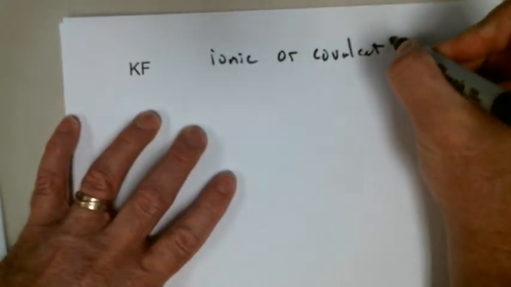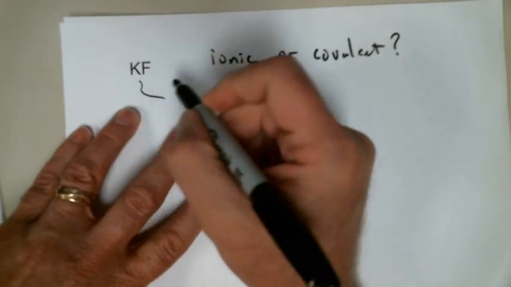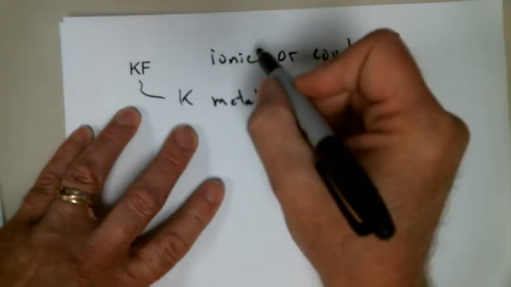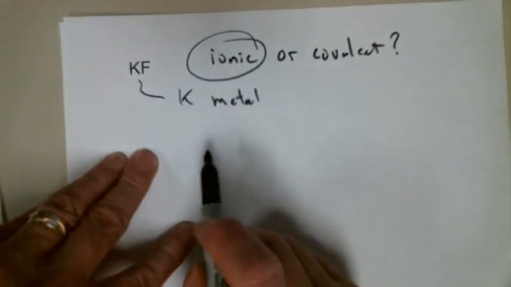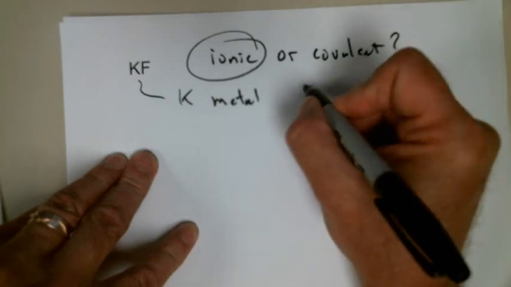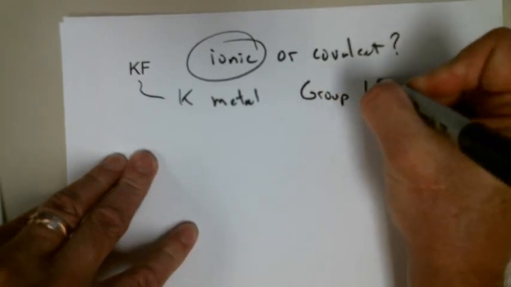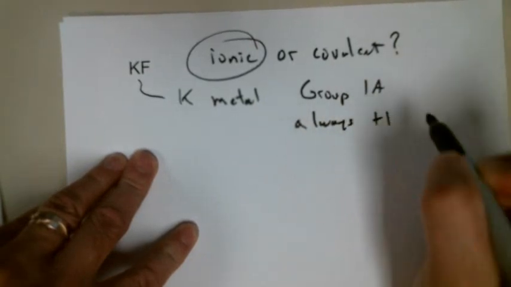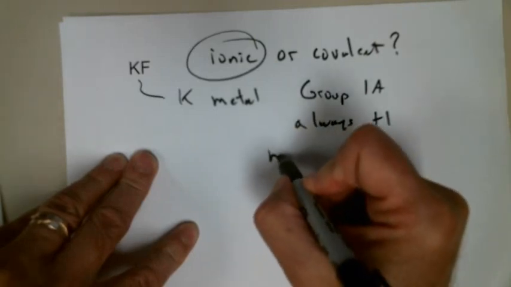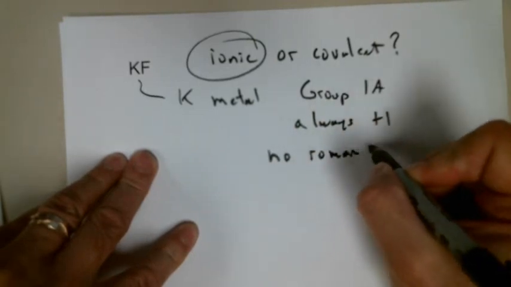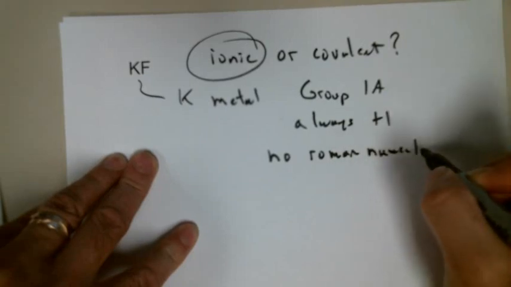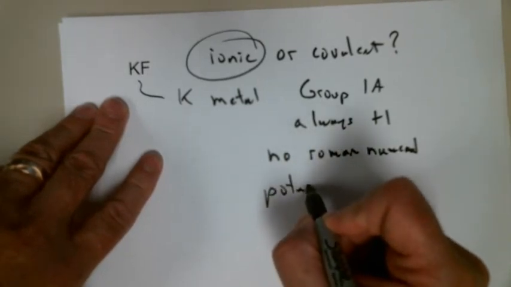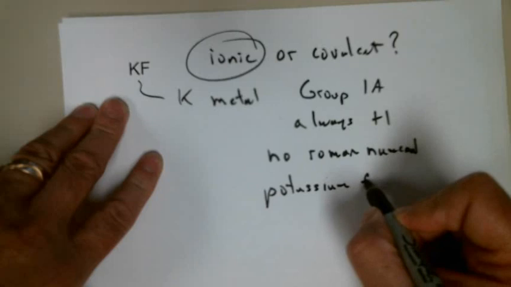So ionic or covalent, well, potassium, that's a metal. So if it's got a metal, it's ionic, right? Metal plus nonmetal. And then what metal is it? Well, that one's going to be in group 1A, and group 1A is always +1, so that means no Roman numeral. And so this one would just be potassium fluoride.